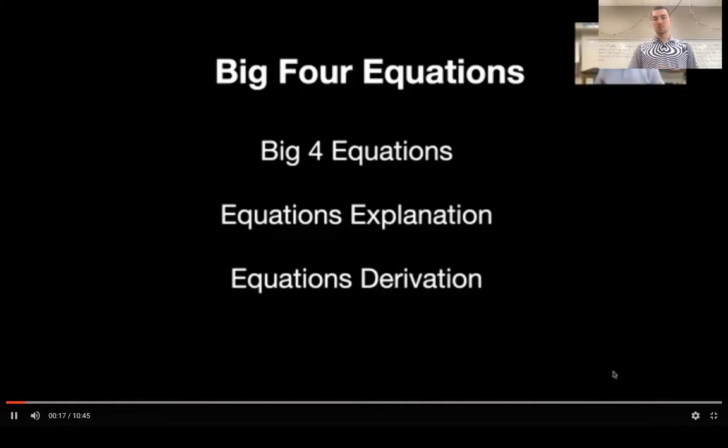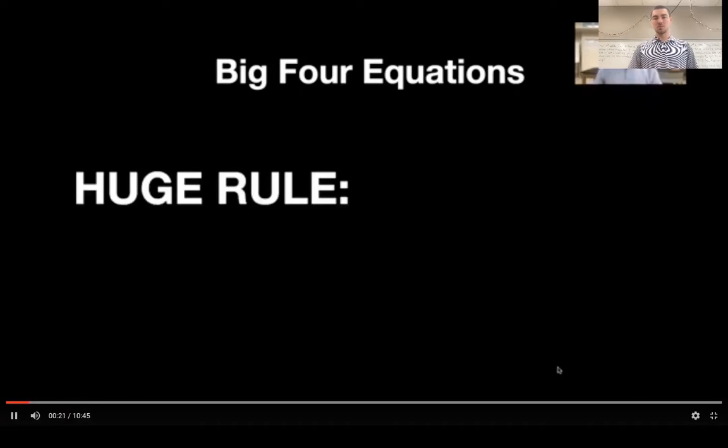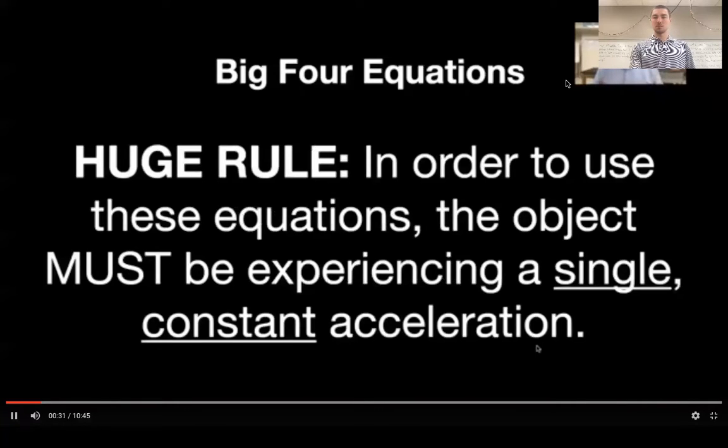Because I believe that if you're going to use an equation, it's important to know at least where it came from. So first, before we dive into any of this, there is a huge rule before you use any of these big four equations of constant acceleration motion. And that rule is that in order to use the equation, this condition must be met. The object must be experiencing a single constant acceleration.